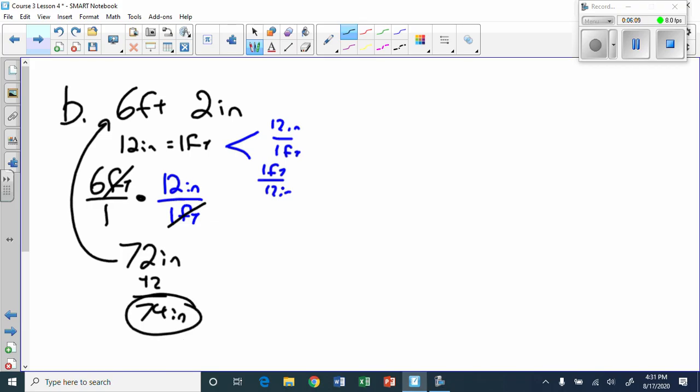So you've seen A and B. Try C using a unit multiplier. Come back when you have it.